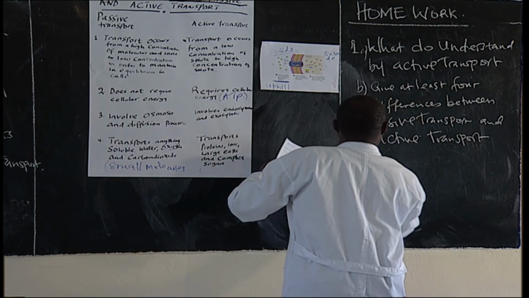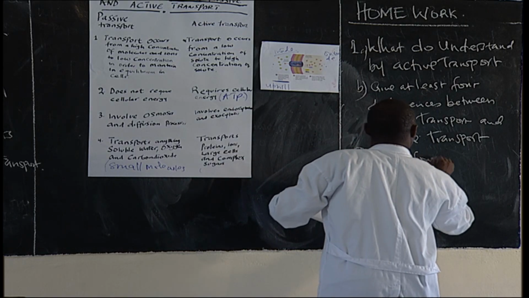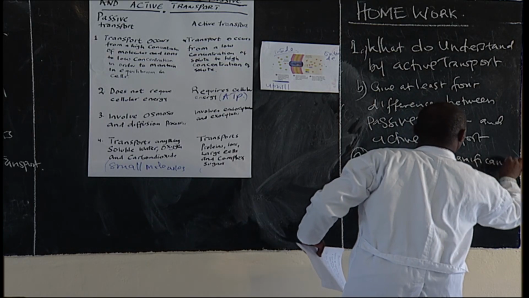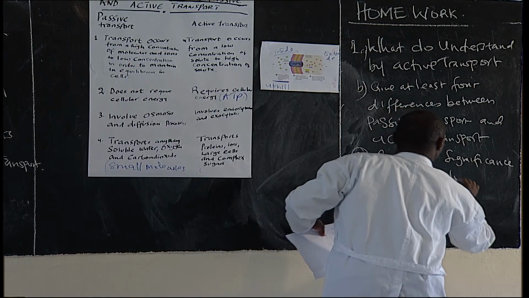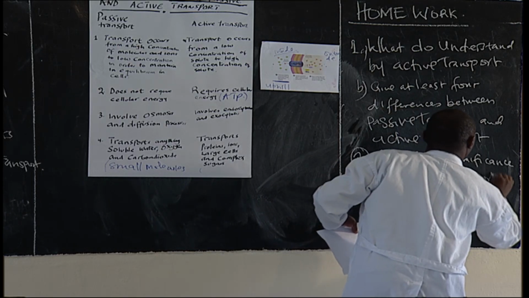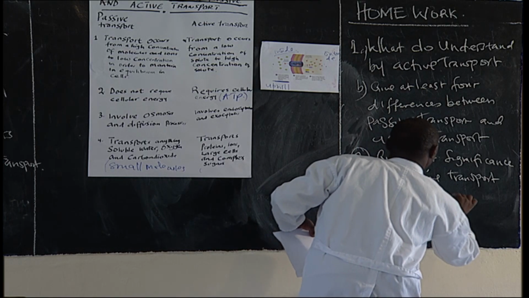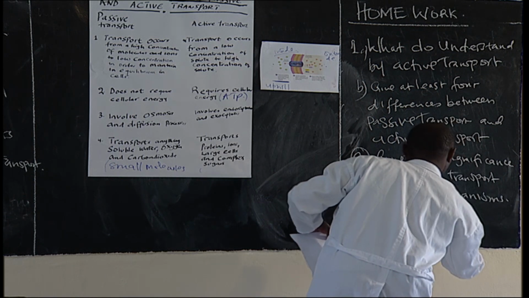Number 2, there are 2 numbers. Give 4 significances of active transport in living organisms. So that is the end of the exercise.